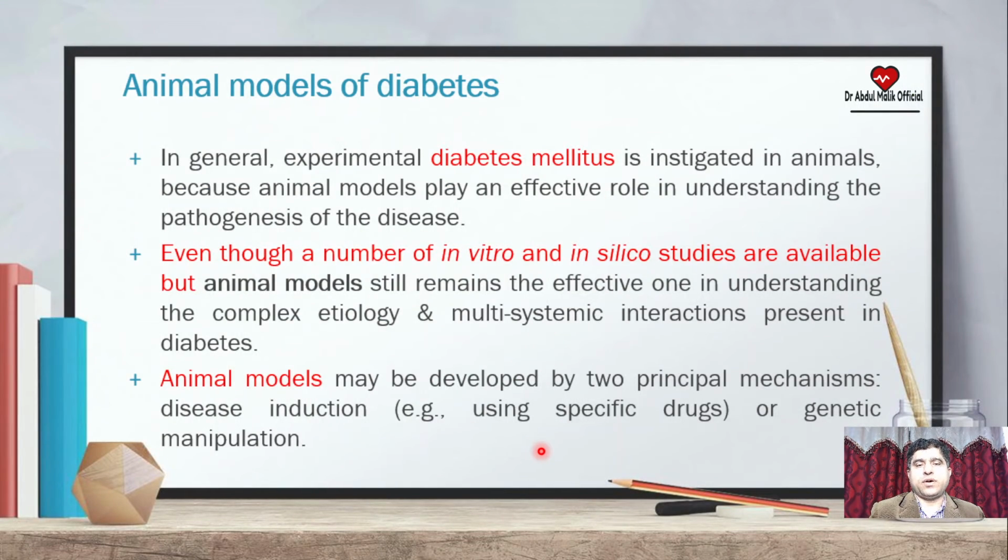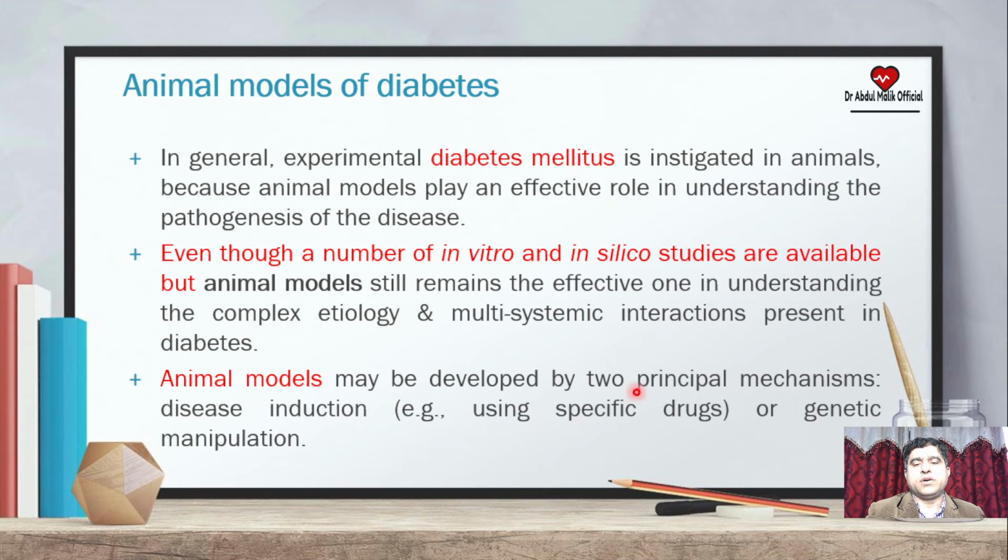So, animal models of diabetes. In general, experimental diabetes mellitus is instigated in animals because animal models play an important role in understanding the pathogenesis of the disease. This is very important. We can see animal models have been used for many centuries. Even though a number of in vitro and in silico studies are available, the animal model still remains the effective one in understanding the complex etiology and multi-systemic interaction present in diabetes.